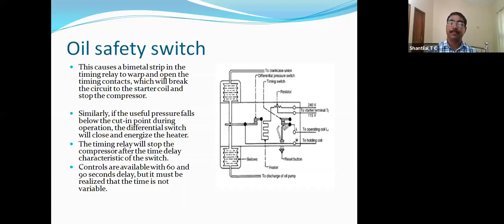And if there is no sufficient oil pressure in the system, it does not allow the system to run the compressor. So it has two bellows. One bellow is connected to the crankcase and another bellow is connected to the oil pump. With the difference of those pressures, it is working. And in addition to this, a heater also will be there to maintain the time delay. By that, this switch is working.